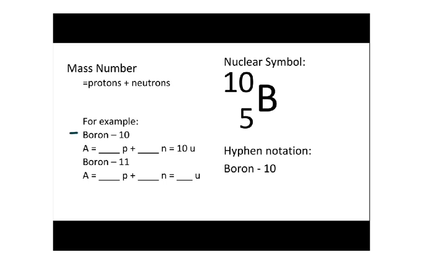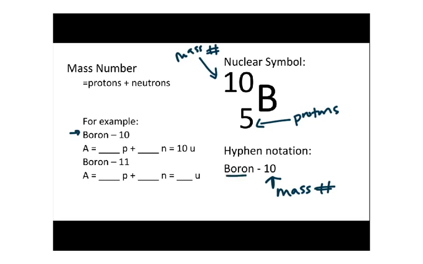So here in boron 10, this 10 represents, it's called hyphen notation, and this represents the mass number. In nuclear notation, it's up here. Again, that represents the mass number. In nuclear notation, we have this number down here, which represents the number of protons. In hyphen notation, we don't represent the number of protons. You can use a periodic table to see how many protons boron has by looking at the atomic number.